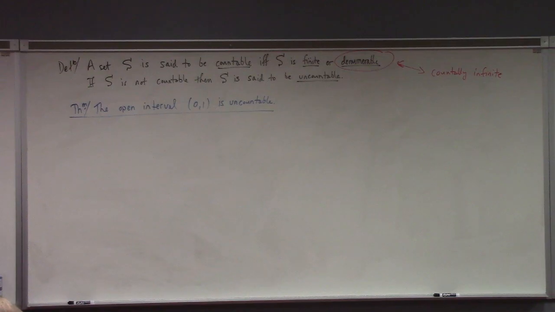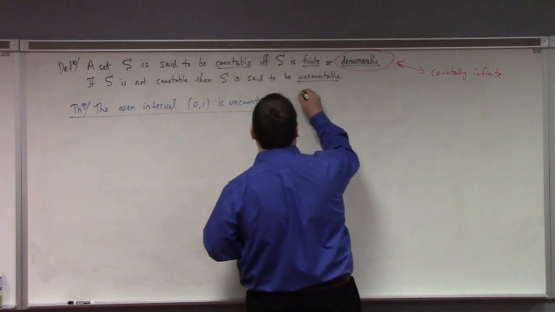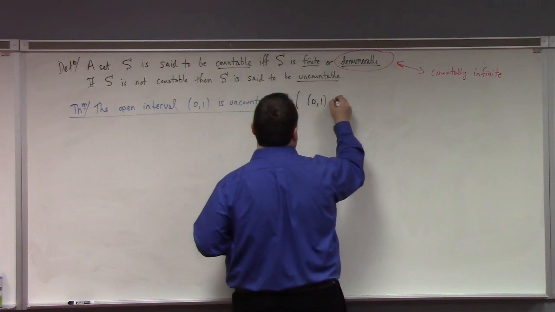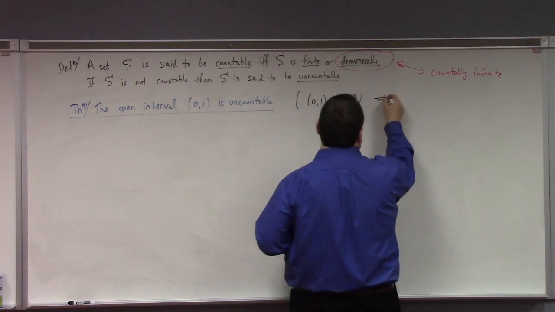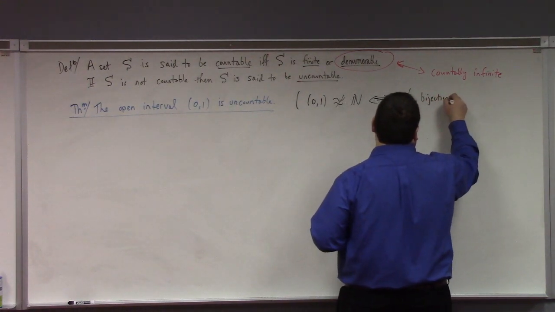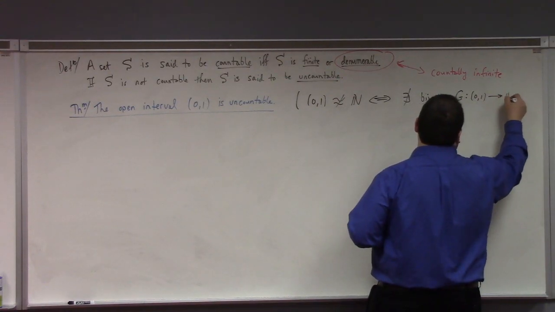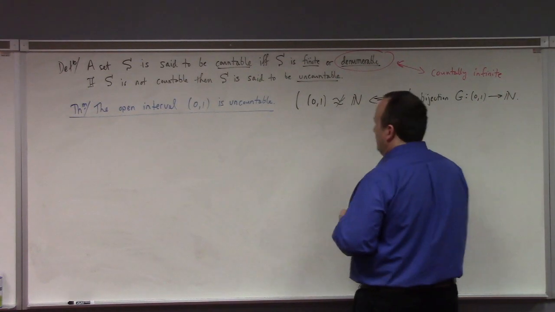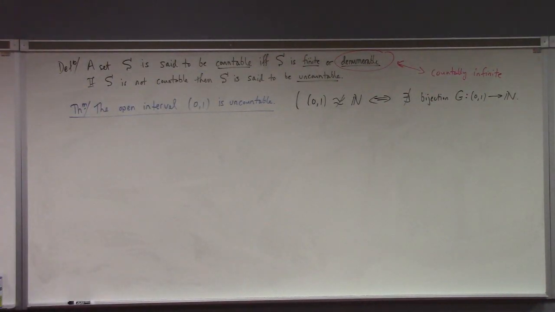So to put it more bluntly, (0,1) is not equivalent to the natural numbers, which we could express like this. What does this mean? This means that there does not exist a bijection, let's say g, from (0,1) to the natural numbers. There is no such bijection. That's what that means.